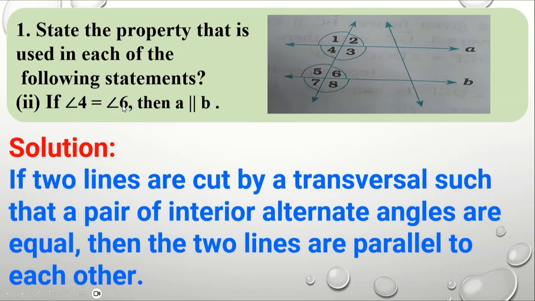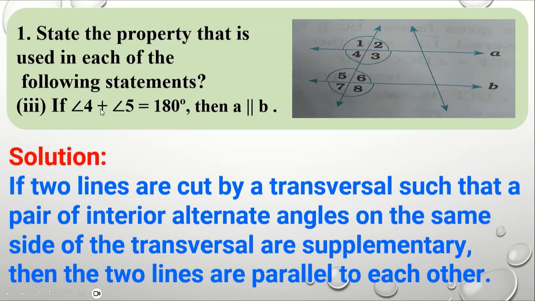The second question is, if angle 4 equals angle 6, then a is parallel to b. If two lines are cut by a transversal such that a pair of interior alternate angles are equal, then the two lines are parallel to each other. So this 4 and this 6 are equal.